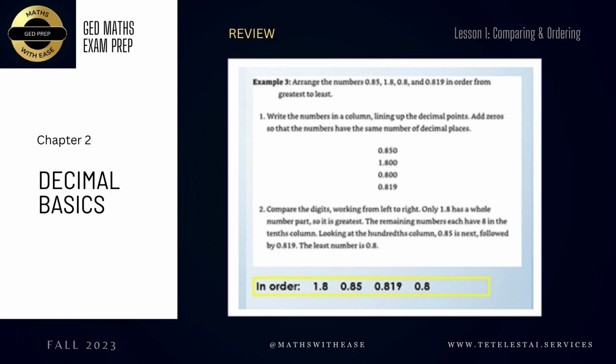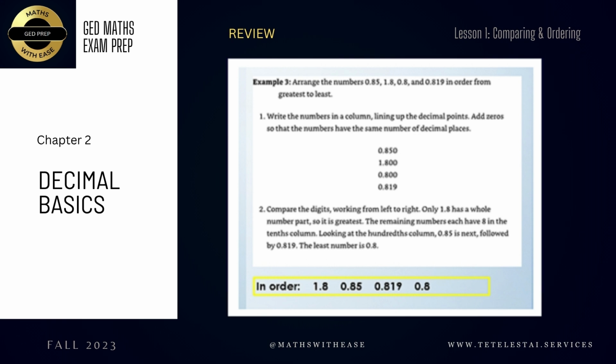So here we're being asked to order 0.85, 1.8, 0.8, and 0.819 from greatest to least, right? So the first step, again, is to stack your numbers in a column so that you can align the decimal places. And then you want to make sure that all your numbers have an equal number of decimal places after the decimal point. So we know that the highest number of decimal places here is 3 with 0.819. And then we have two numbers that only have one decimal place and one number that only has two. So we need to add zeros to these first three numbers so that they match the number of decimal places here, right?